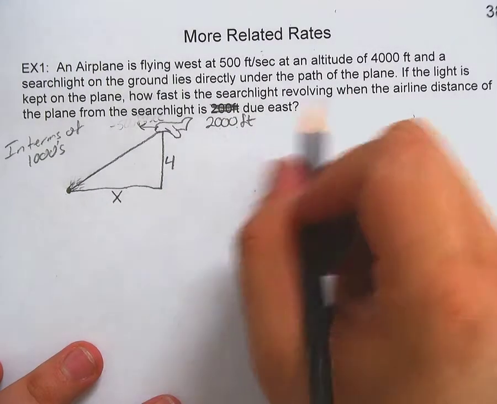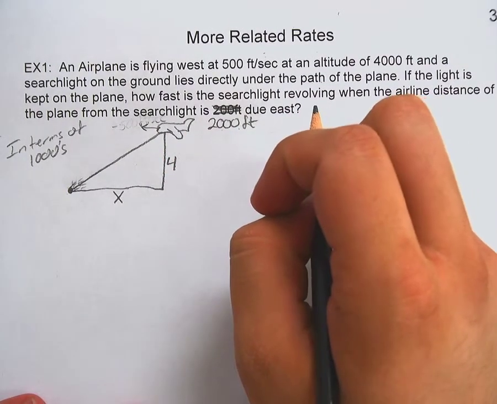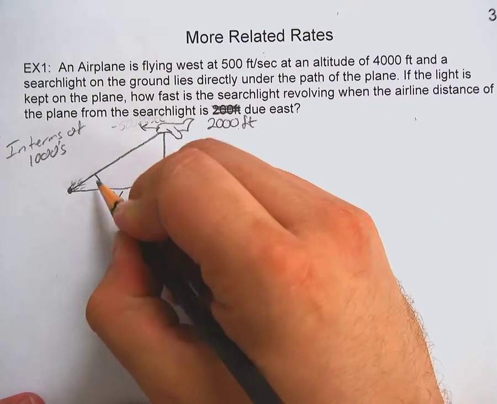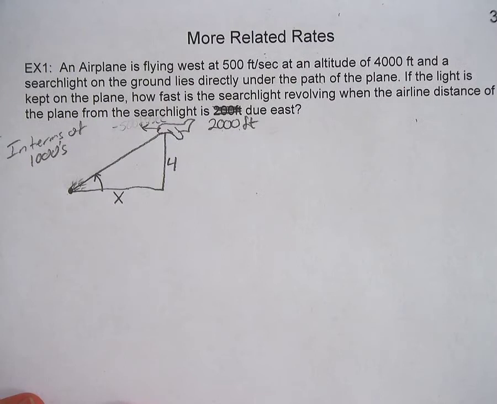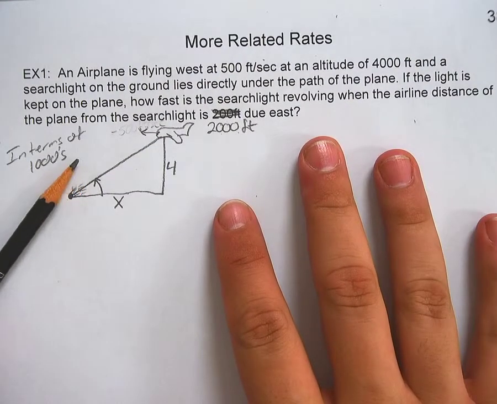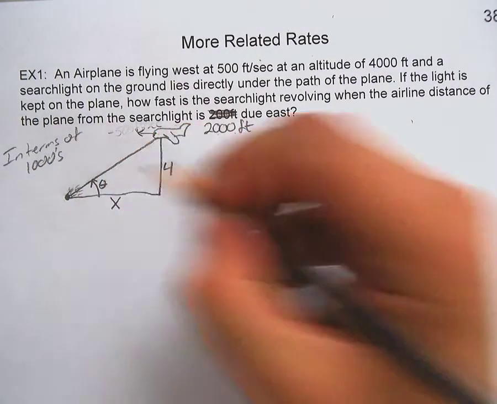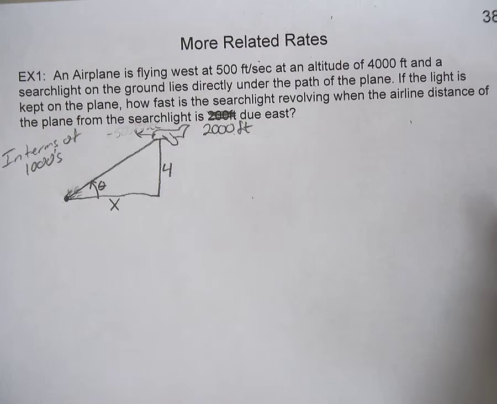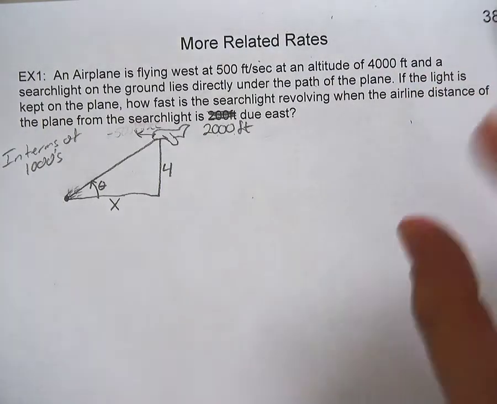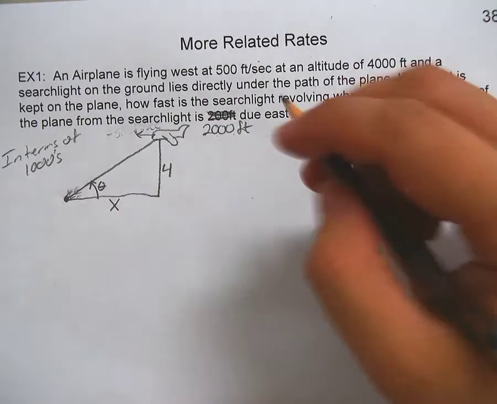And then it says, if the light is kept on the plane, how fast is the searchlight revolving? What are we measuring here? We're measuring how fast the angle is changing. If your angle is like this, you want to know how fast it's revolving, how fast the angle is changing. We're finding theta. Okay, I'm getting a little ahead of myself, so I don't want to do that just yet. I've got my diagram drawn up.